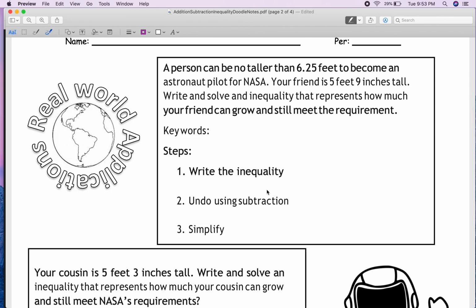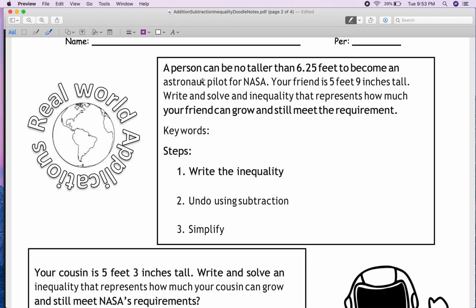All right, let's move on to the last page here. We've got some word problems. We're going to write the inequalities, undo using the inverses, and then simplify. It says a person can be no taller than 6.25 feet to become an astronaut pilot for NASA. Your friend is 5 feet 9 inches tall. Write and solve the inequality that represents how much your friend can grow and still meet the requirement.